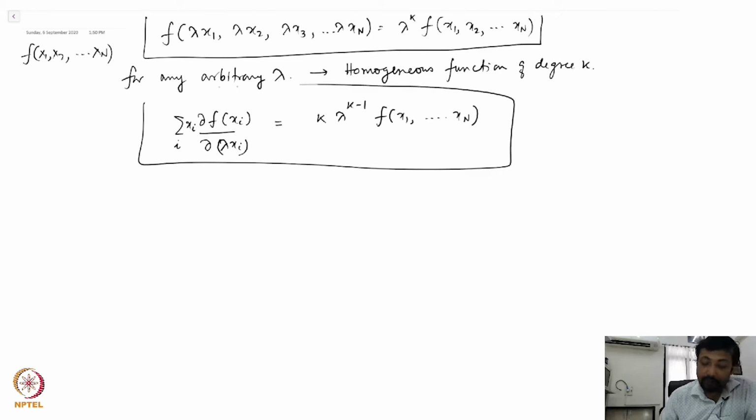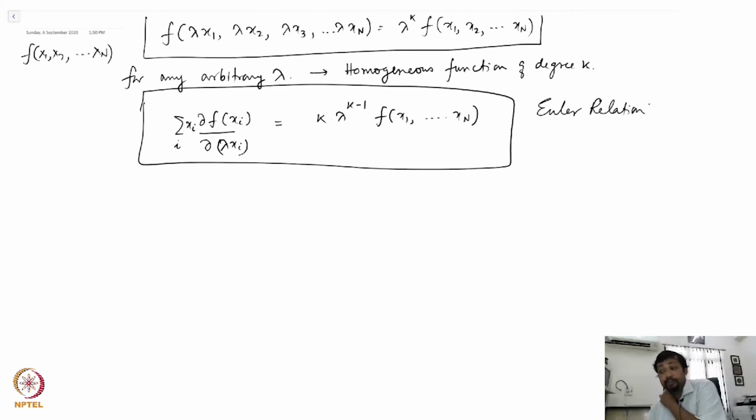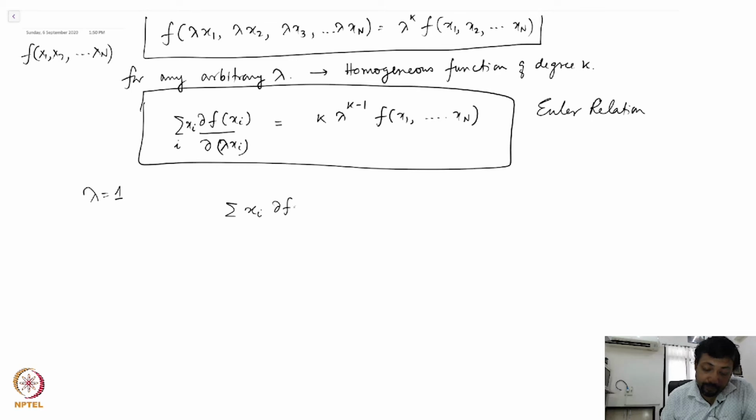This is what is called an Euler relation. Any homogeneous function must obey an Euler relation. Now if you put lambda equal to 1, which you are allowed to do because any arbitrary values of lambda are allowed, then it means that the sum over xi del f del xi must be equal to k times f of xi. It is understood that this is a function of the xi.